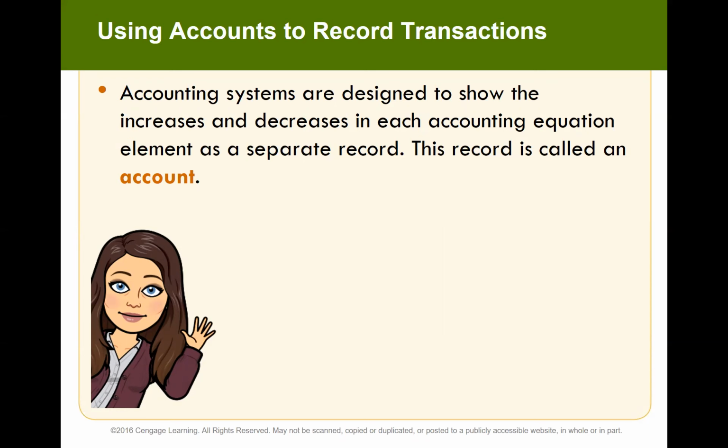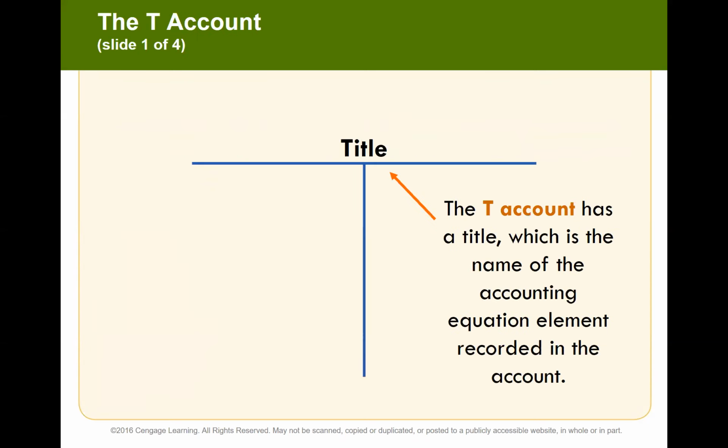So let's start out with some basic elements. You have the T account. What is a T account? A T account is how we basically label the transaction. The T account starts up here. You put the title, so this would be your asset account, your liability account, or your owner equity account. And that's what we start out with. Then each side of the T is where you record your amount.